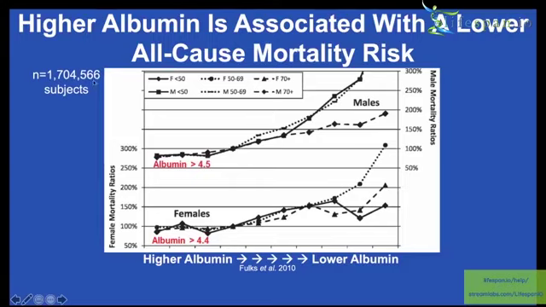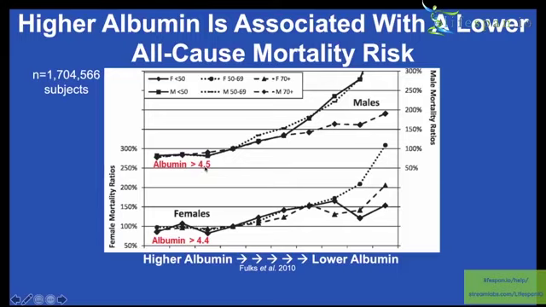All-cause mortality risk. This is, again, a big study, 1.7 million subjects. We're looking at female mortality ratios on this side, and male mortality ratios on that side. The x-axis goes from higher albumin levels to lower albumin levels. So how we translate this is higher albumin here, so it would be greater than 45. I have it in milligrams per deciliter. I didn't convert it back, but it's the same.